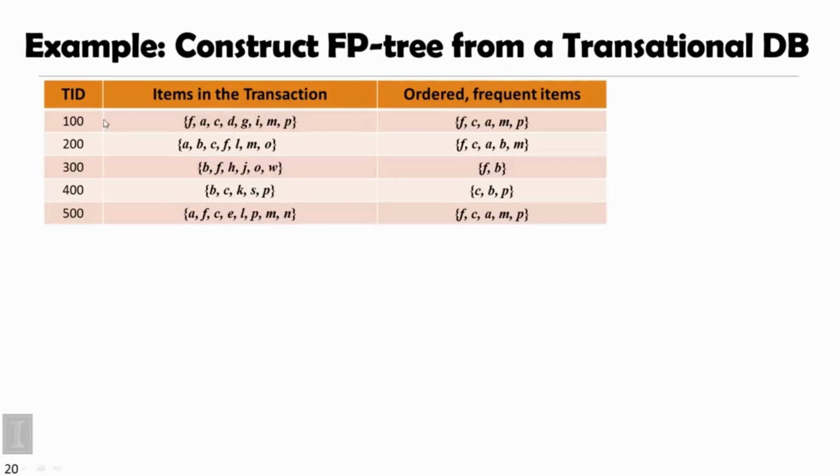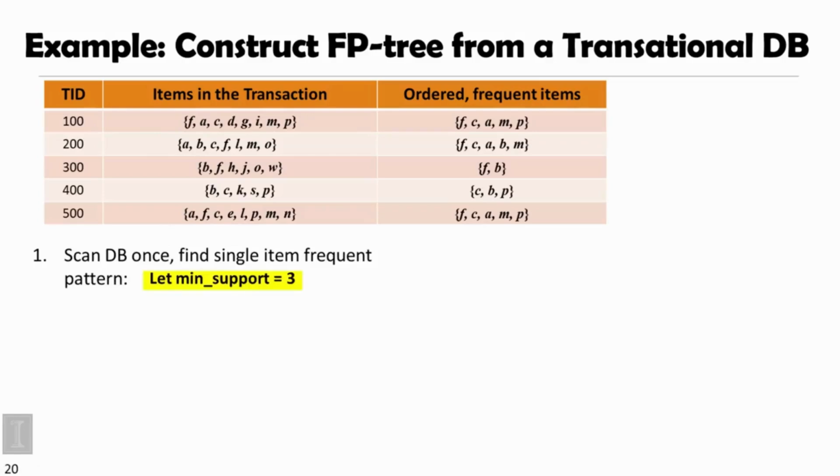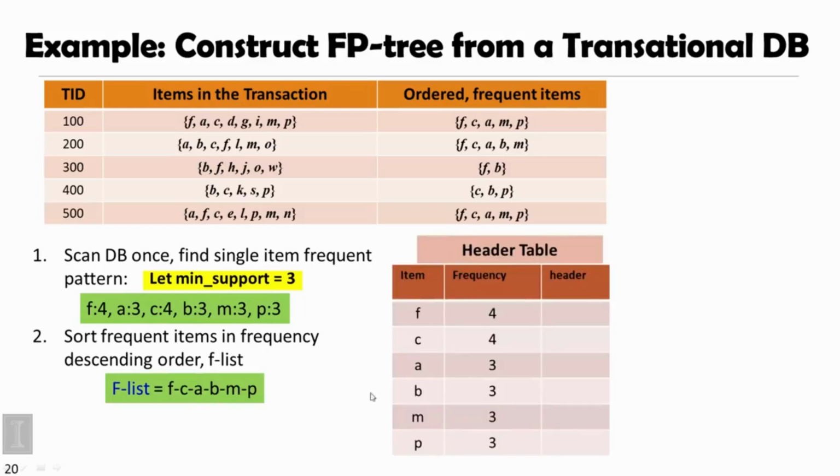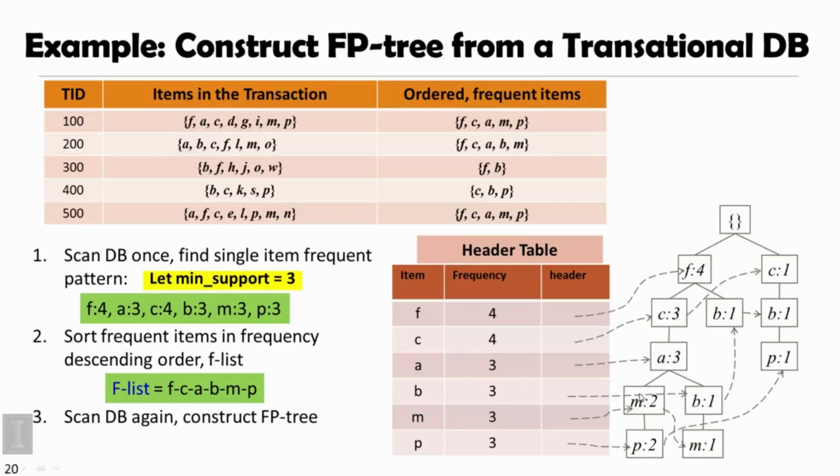For this transaction database, it has only 5 transactions. Each contains a set of items. So we can scan the database once and find the single-item frequent patterns like the following. Suppose minimum support is 3. We will be able to find the following frequent single items. Then we can sort the frequent items based on their support frequency in descending order like this. Based on this, we can construct a tree by first constructing a header following this order, then scanning the database. We can construct this tree as follows.